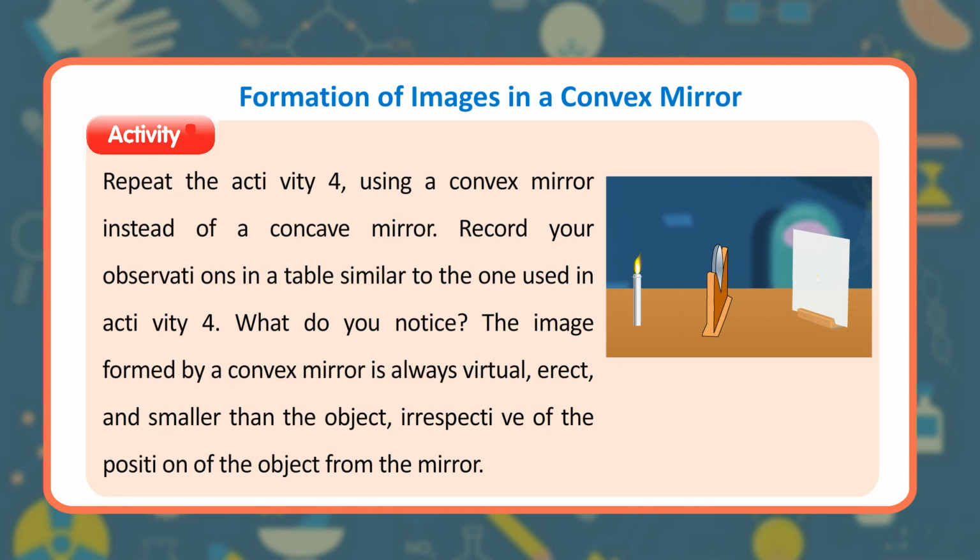Formation of images in a convex mirror. Activity. Repeat the activity 4, using a convex mirror instead of a concave mirror. Record your observations in a table similar to the one used in activity 4. What do you notice? The image formed by a convex mirror is always virtual, erect, and smaller than the object, irrespective of the position of the object from the mirror.